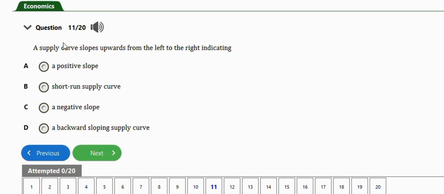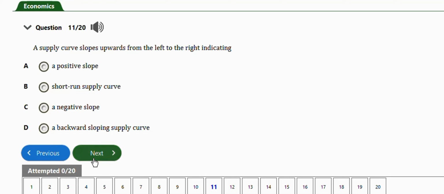Alright, so next big question is this one. It says a supply curve slopes upward from the left to the right, indicating a positive slope, a short run supply curve, a negative slope, a backward sloping supply curve. Right answer is option A, indicating a positive slope.